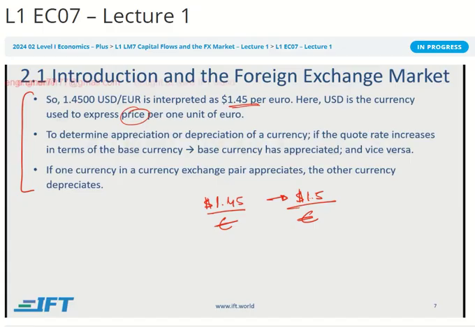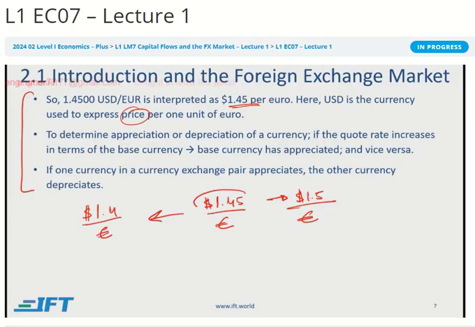And you know, the knee-jerk reaction here, the immediate human reaction, is that, oh, the dollar is becoming strong because the number of the dollar is going up. But that is wrong. Think about it logically: before, you needed to pay $1.45 to buy a euro. Now you need to pay $1.5 to buy a euro. You need to pay more dollars to buy a euro, which means that it's the euro that has gotten strong, right? If it was the other way around, let's say it went to $1.4 per euro.